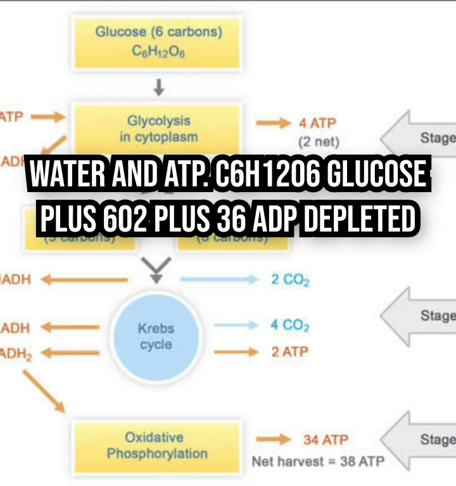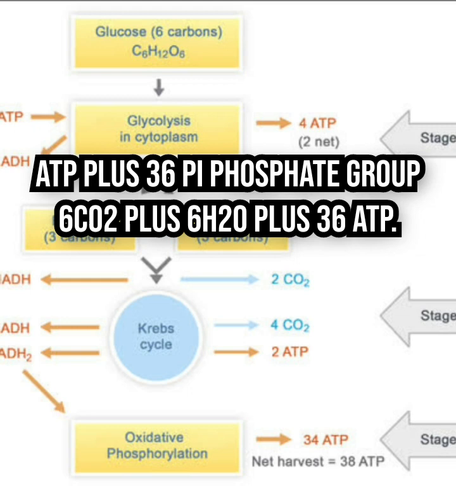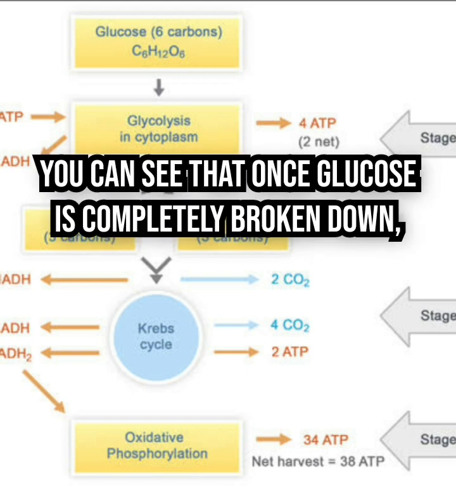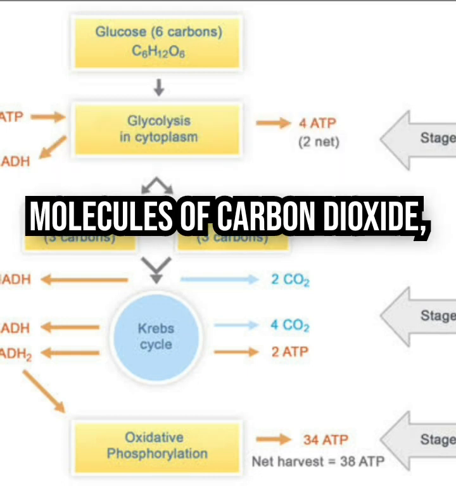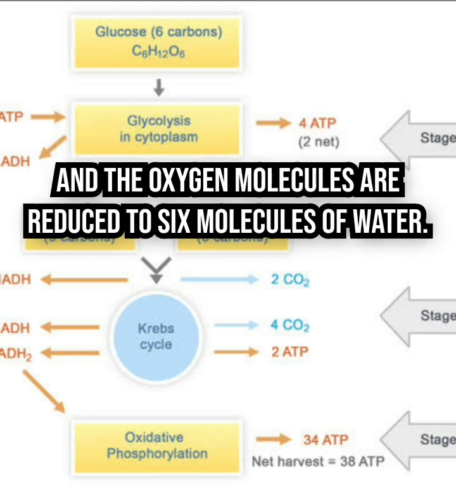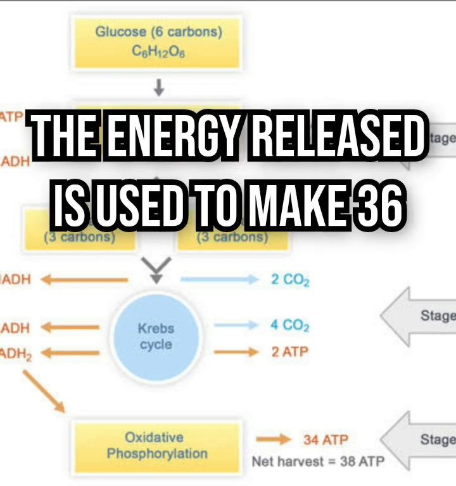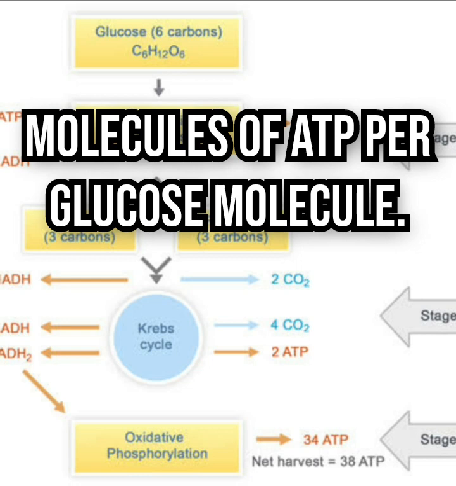C6H12O6 (glucose) + 6O2 + 36 ADP (depleted ATP) + 36 Pi (phosphate group) → 6CO2 + 6H2O + 36 ATP. You can see that once glucose is completely broken down, the carbon molecules are exhaled as 6 molecules of carbon dioxide, and the oxygen molecules are reduced to 6 molecules of water. The energy released is used to make 36 molecules of ATP per glucose molecule.